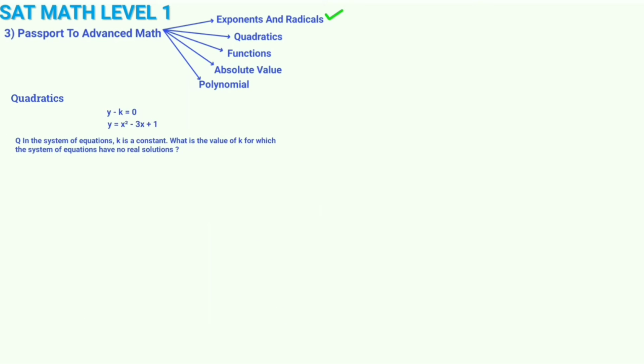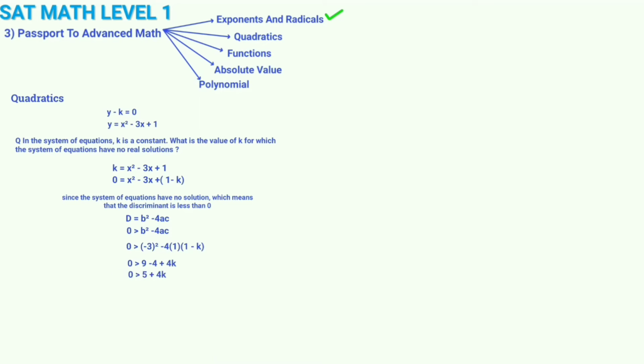And there you go. In the system of equations, k is a constant. What is the value of k for which the system of equations has no real solutions? Okay, it's already telling you that there is no real solution, which means D is less than 0. Okay, so substitution. Since the system of equations has no solution, the discriminant is less than 0. And there you go, we have found the values.